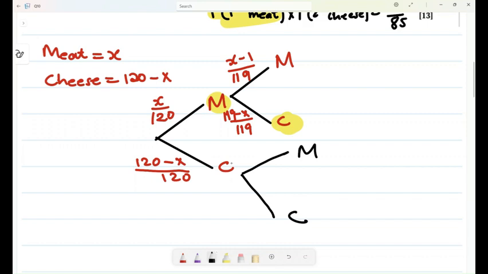The probability that the particular person chooses cheese at first and then chooses meat, this is going to be 119. But here, meat is going to be x minus 1. Okay, x minus 1. Then the probability that the particular person chooses cheese is going to be what? Sorry, I don't know what's happening with my throat. All right, the particular person chooses cheese, it's going to be 120 minus x over the total here, which is 119. You all agree with me, right? Yes. A moment, just a moment.